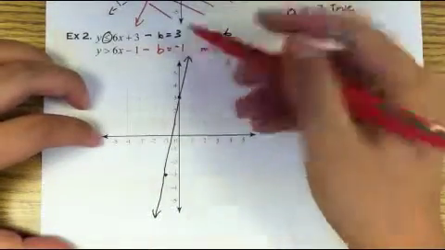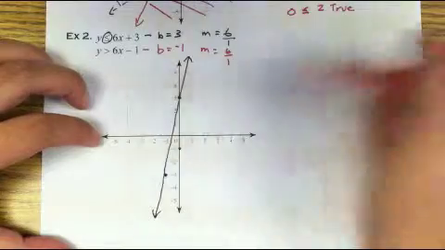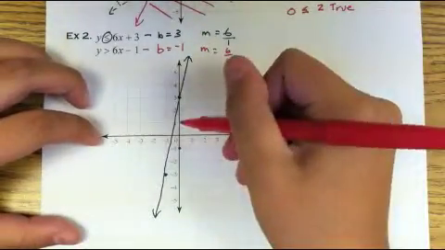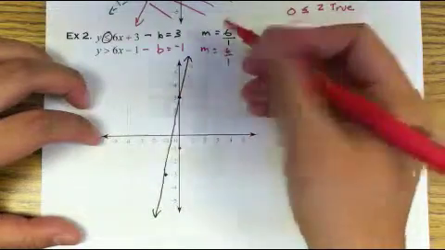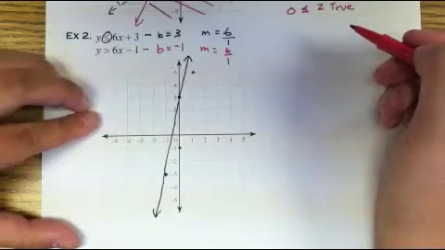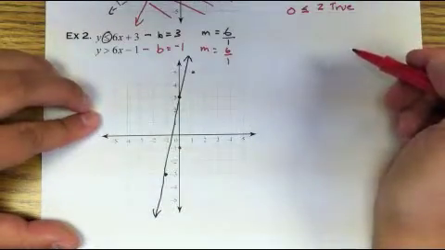Okay, so -1 on the y-axis. Okay, 6 over 1. That means up 6. 1, 2, 3, 4, 5, 6. Hey, that fits. Okay, so let's do this. And then over 1 to the right. Okay, step 1 is done.